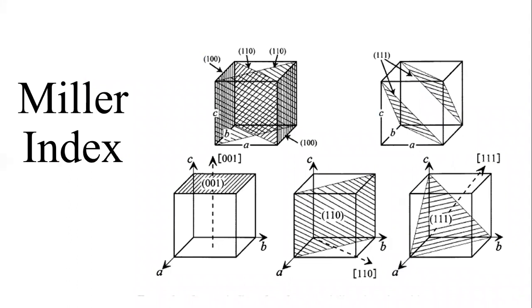Crystallographic planes can also be indexed using a system developed by W.H. Miller, as you remember from previous classes, which helped us to determine a plane on a crystal. So you have the plane 001, the 110, the 100, the 111, etc., etc. Okay.